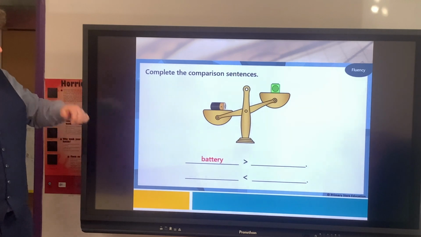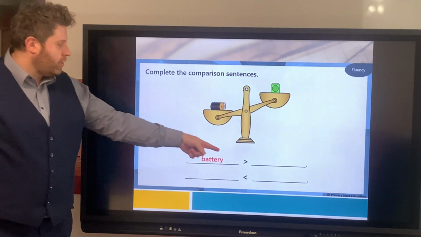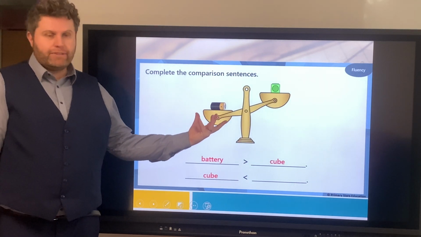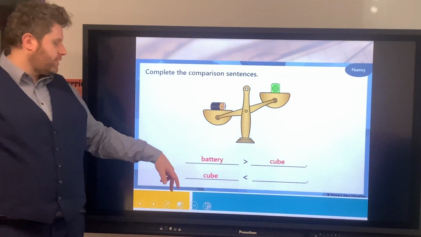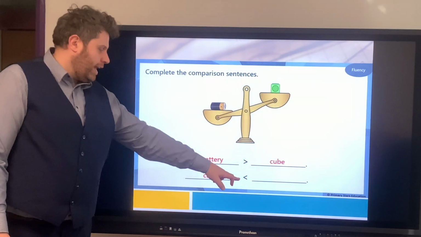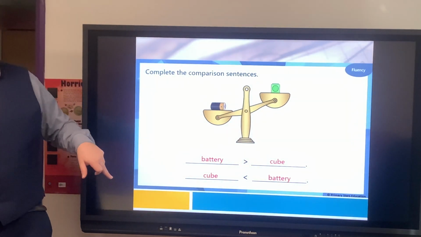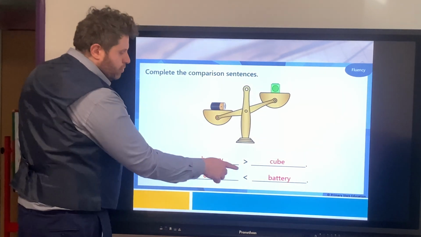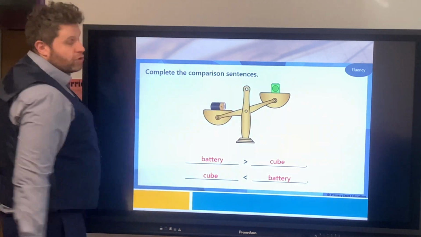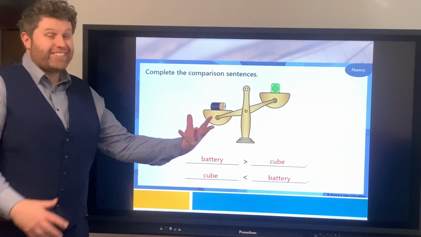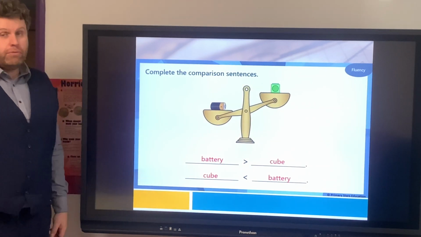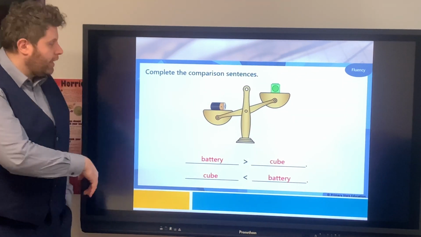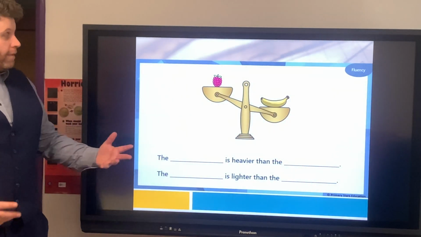Okay, so the battery is greater than the cube. And you know that because the battery's mass is greater than the cube's mass. Okay, the cube is less than or smaller than the battery. They're just the reverse of each other. So the battery is greater than the cube, and the cube is less than or smaller than the battery, yeah, because its mass is greater. Well done if you were able to do that, boys and girls. If not, rewind it back and just go through that part again. Excellent work.